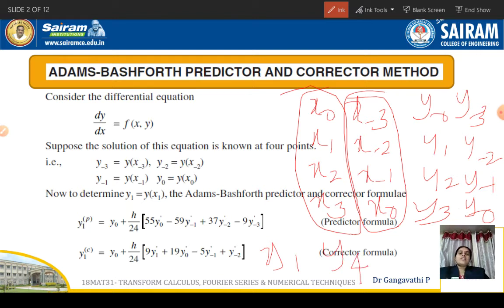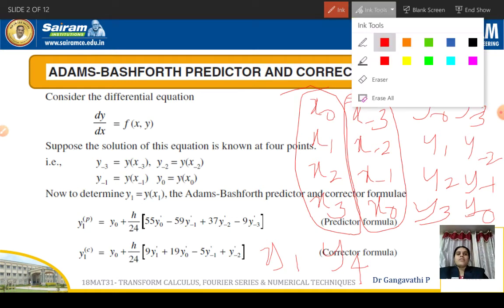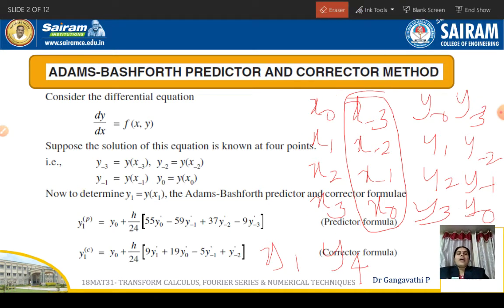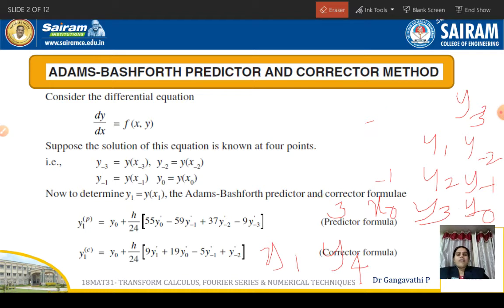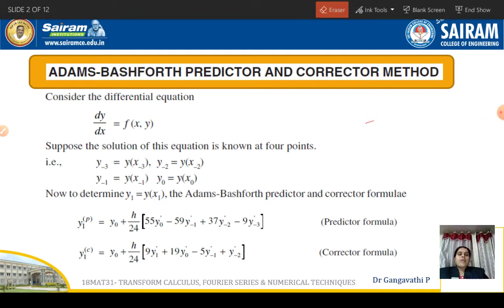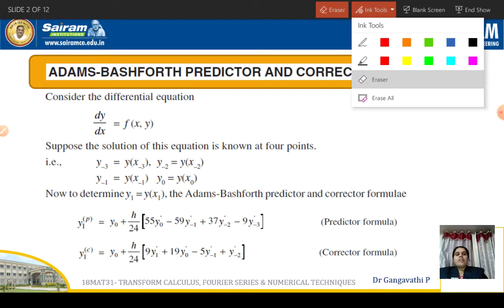So different authors use different notations. Since I want you to be clear with all the ways, based on your convenience, you can use a suitable way to remember the formula in your own way. Hope you understood this. Already I had used the set of values as x0, x1, x2, x3, and the corresponding values y0, y1, y2, y3. Now let us make an attempt to use it in a different way so that it will be easy for us to understand all the methods.